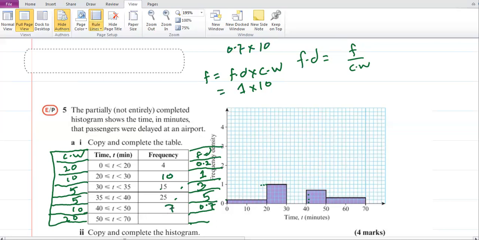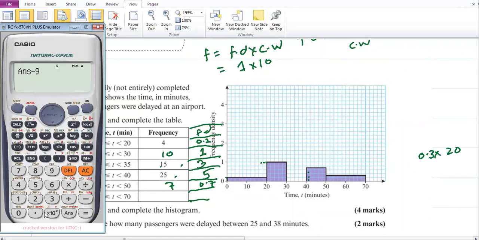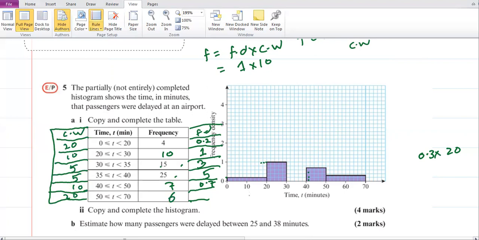And then for the last one, from 50 to 70, you can see it is 0.2 because we know each box is 0.2, and this is half, so 0.3. So if you write for this one, it will be 0.3 multiplied by the class width, which is 20. So 0.3 multiplied by 20 is 6. It means the frequency for this one is 6.